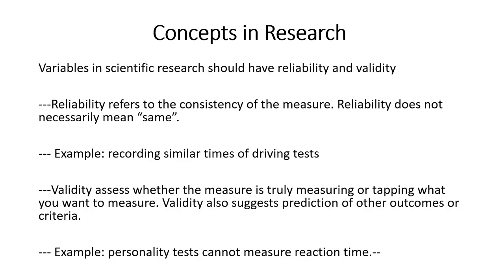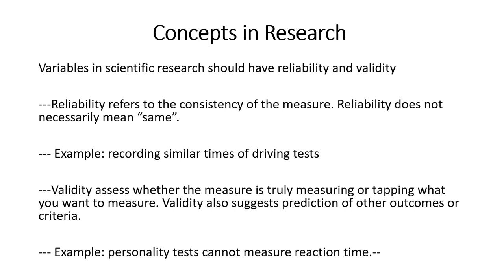Now, the variables in a scientific research should also have something called reliability and validity. So, what is reliability and validity? Reliability refers to something called consistency. Reliability does not necessarily mean the same results, but it means that there is a consistency.